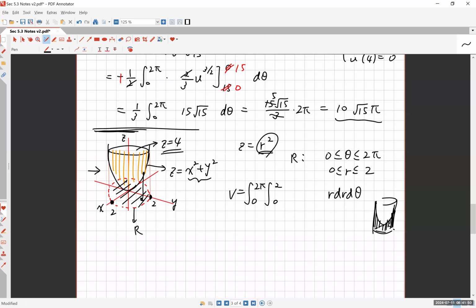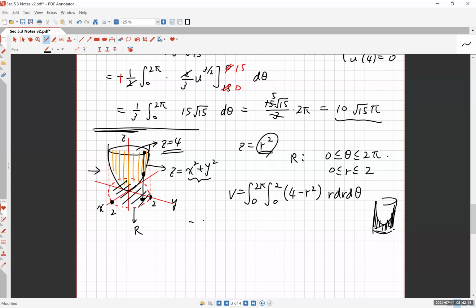If you're looking for inside, you have to measure for each theta and r, so that's going to be right here, some particular point r theta. You measure the length from this point, which is on the r squared surface, to the z value of 4. So that would be 4 minus r squared. That's what we have to integrate.